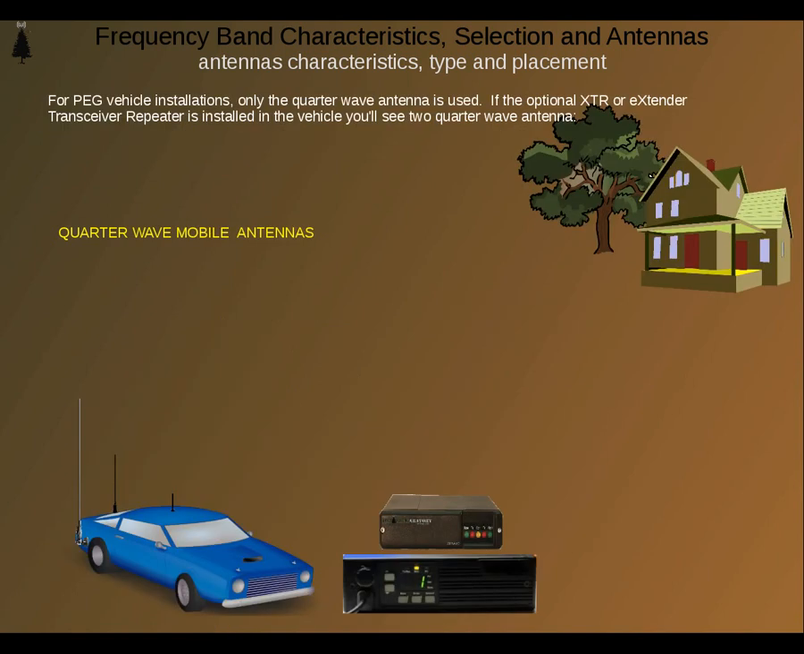For PEG vehicle installations, only the quarter-wave antenna is used. If the optional XTR, or extended transceiver repeater, is installed in the vehicle, you'll see two antennas: the PEG-loaded quarter-wave antenna for the mobile radio and the UHF quarter-wave for the XTR extender system.